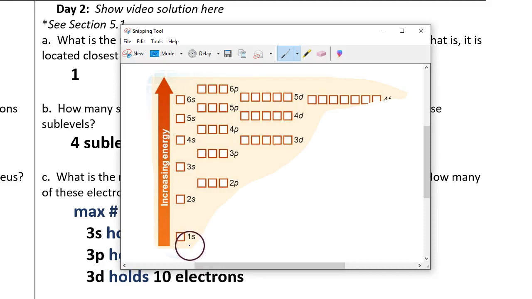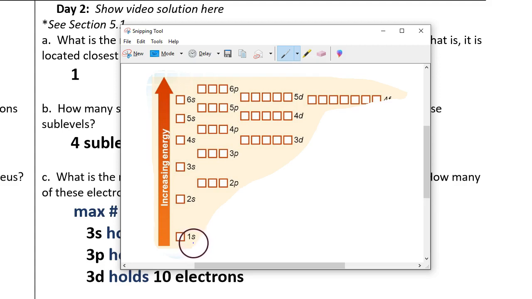This diagram locates the order that the sublevels fill with electrons. You start from the bottom and work your way up. But the diagram also gives boxes that indicate the orbitals that are in each sublevel. We know from the Pauli exclusion principle that any atomic orbital can hold a maximum of 2 electrons.